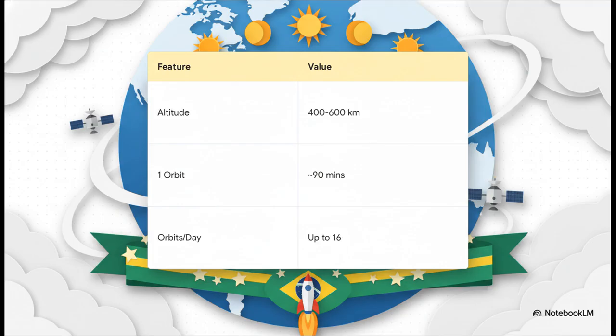Now, because they're still relatively close to Earth, they have to travel unbelievably fast so they don't just fall back down. It only takes them about 90 minutes to do one full orbit, which means they're zipping around the entire planet up to 16 times a day. Can you imagine seeing 16 sunrises and sunsets in just 24 hours?